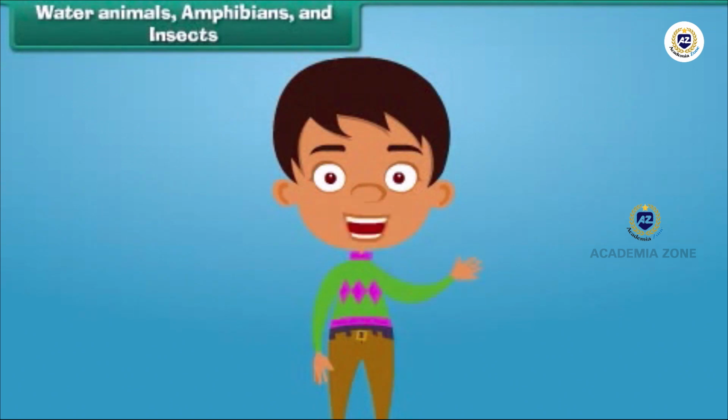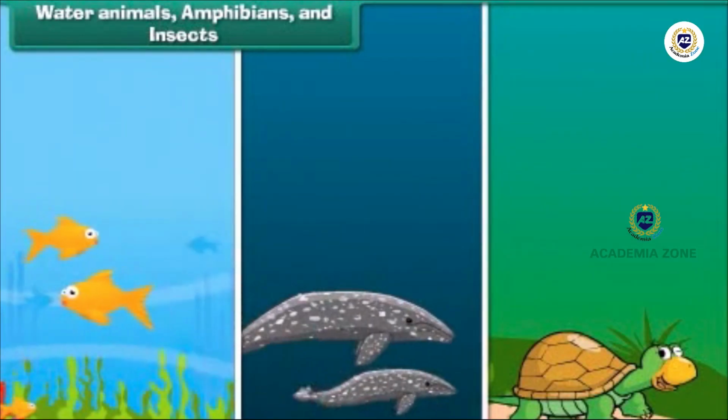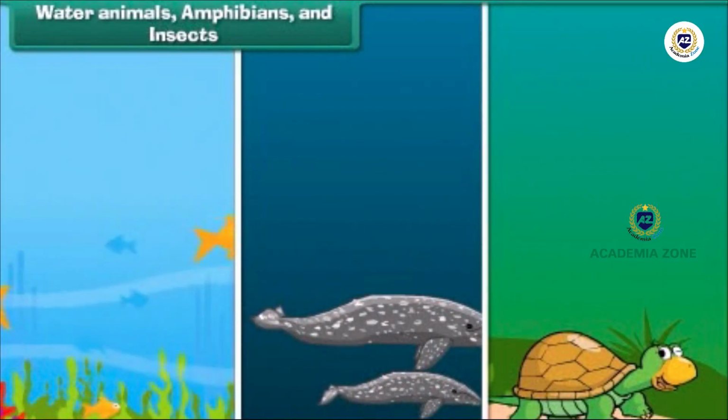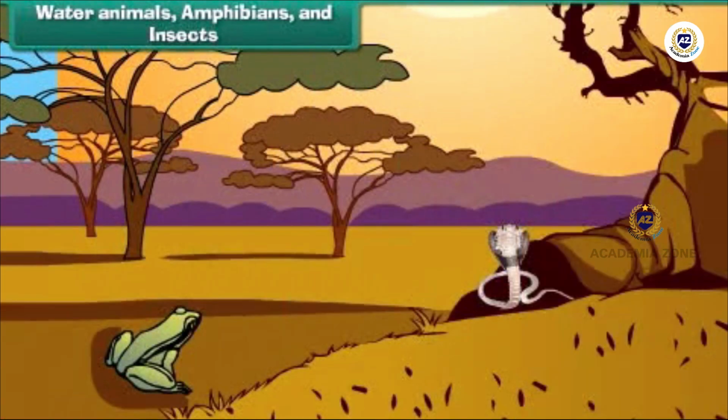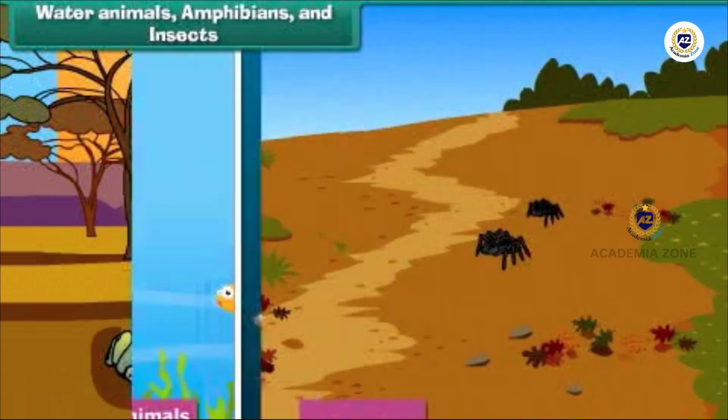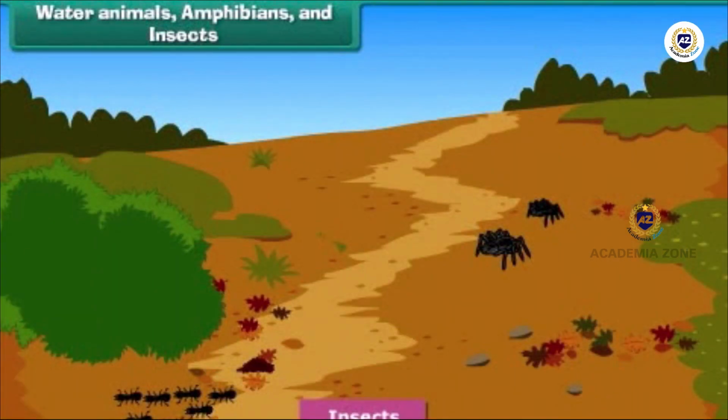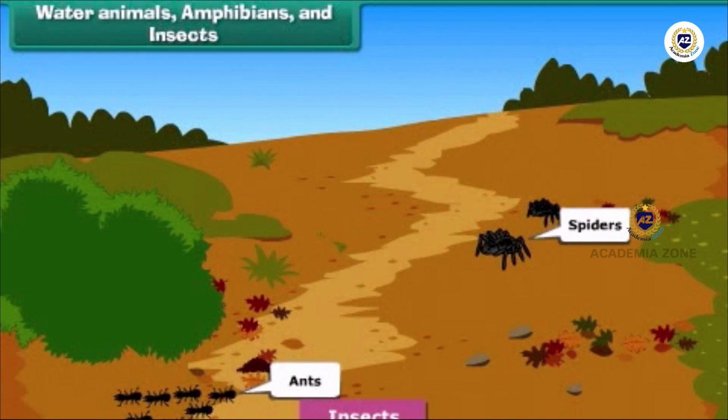Now let us know about other animals like water animals, amphibians, and insects. The animals that live in water are called water animals. Fish, whale, and tortoise are a few examples of water animals. There are some animals that can live both on land and in water. These are called amphibians, for example, frogs and snakes. The insects crawl on ground or other supports, for example, spiders and ants. Some insects can fly also.